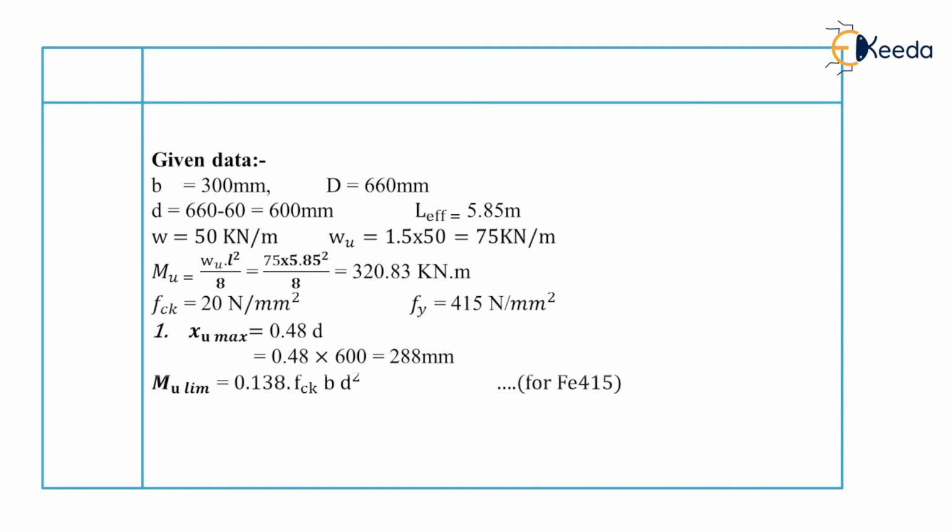Now the limiting moment of resistance, Mu limit, is equal to 0.138 Fck into BD square, because Fe415 grade of steel is given here. Therefore Mu limit is equal to 298.08 into 10 raised to 6 Newton mm.